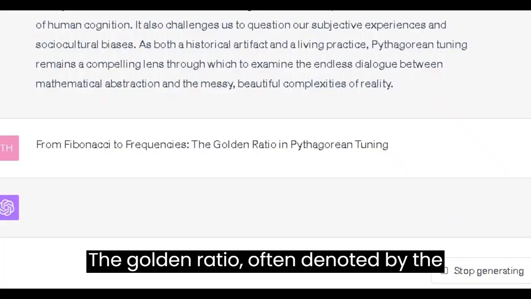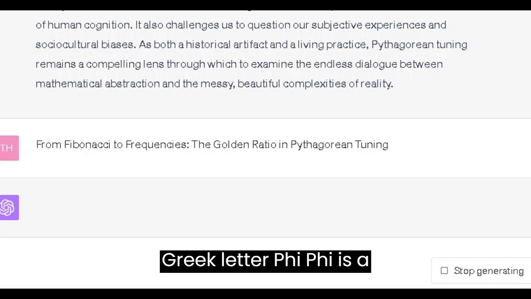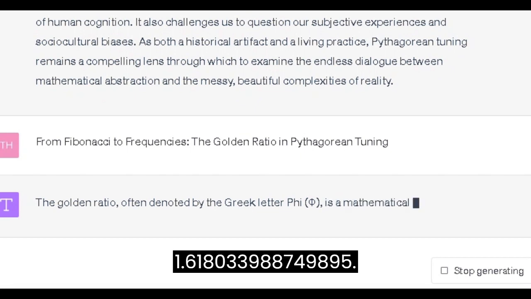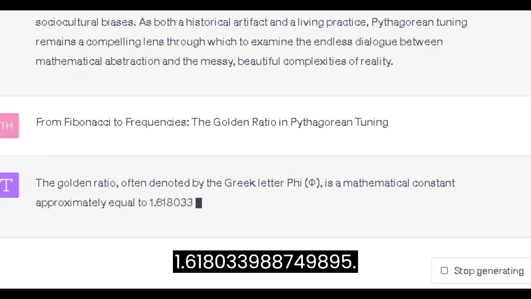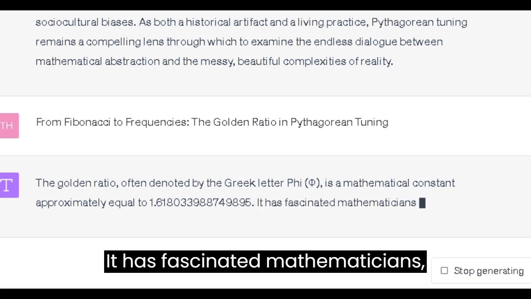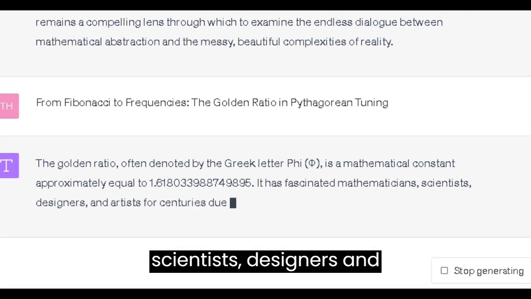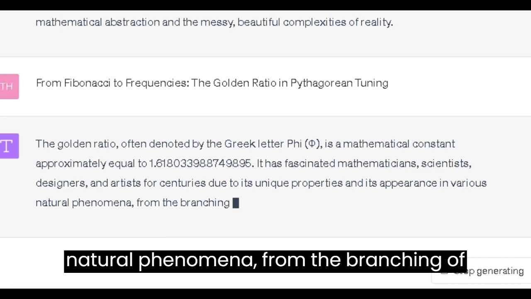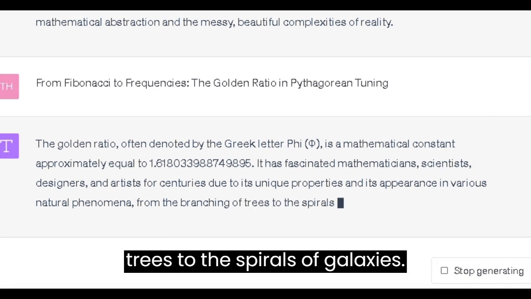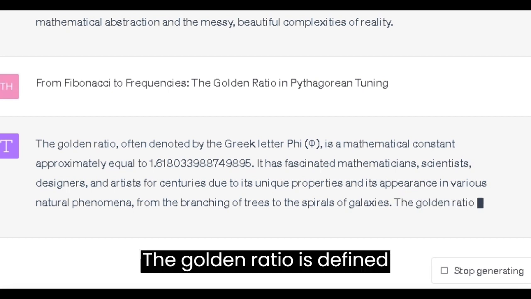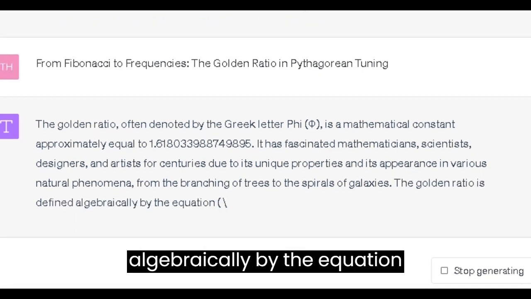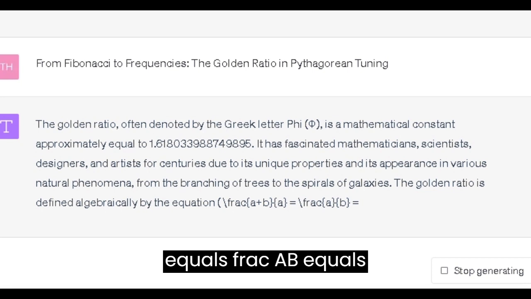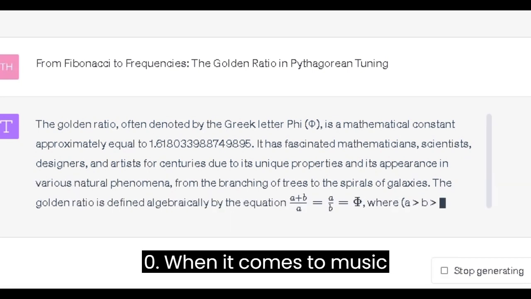The golden ratio, often denoted by the Greek letter phi, is a mathematical constant approximately equal to 1.618033988749895. It has fascinated mathematicians, scientists, designers, and artists for centuries due to its unique properties and its appearance in various natural phenomena, from the branching of trees to the spirals of galaxies. The golden ratio is defined algebraically by the equation (a+b)/a = a/b = phi, where a > b > 0.